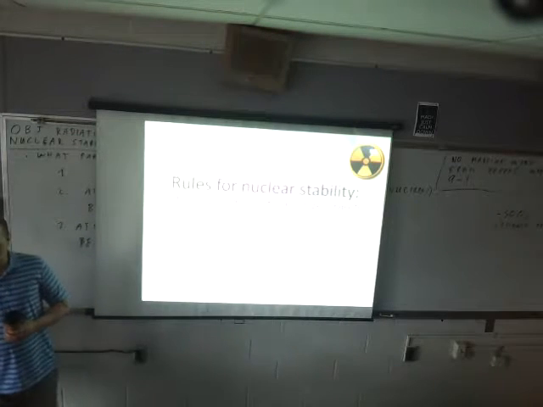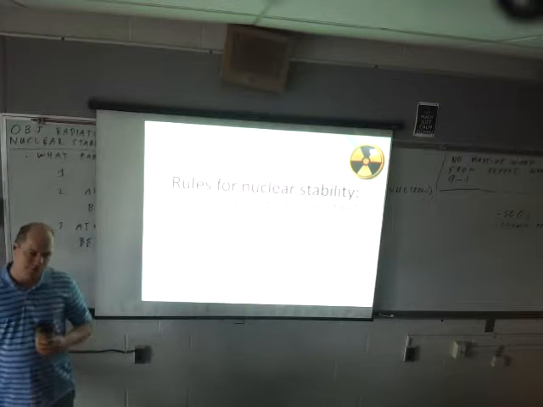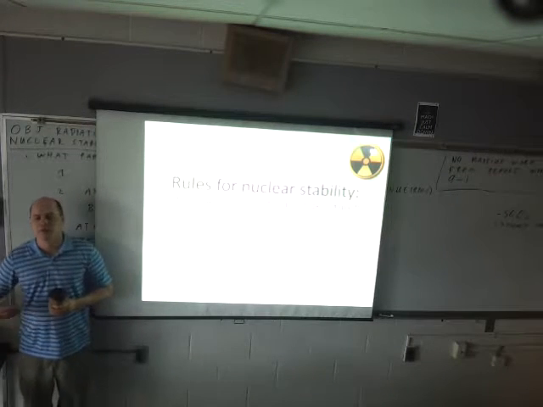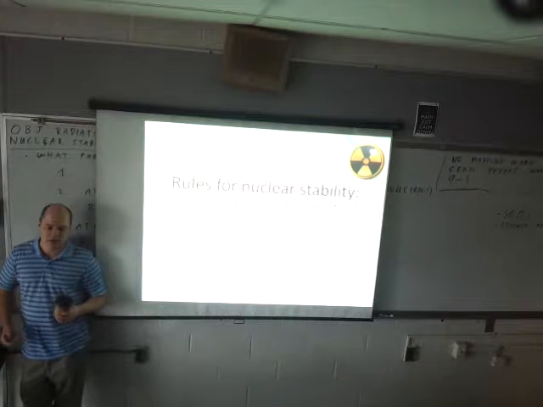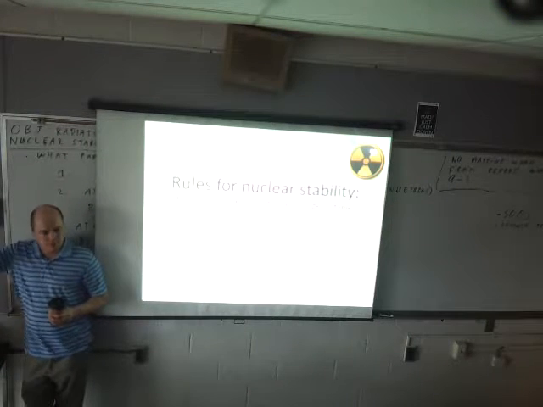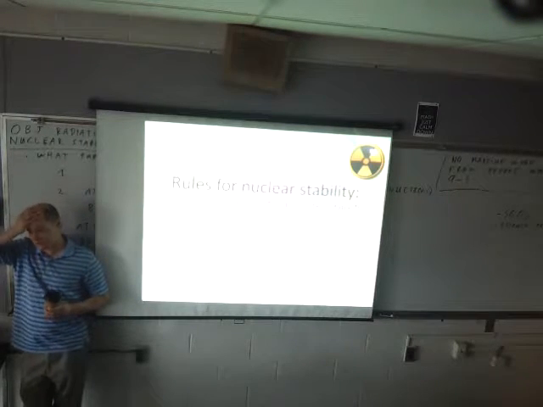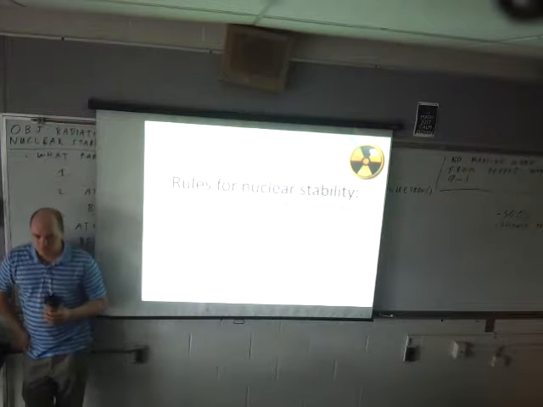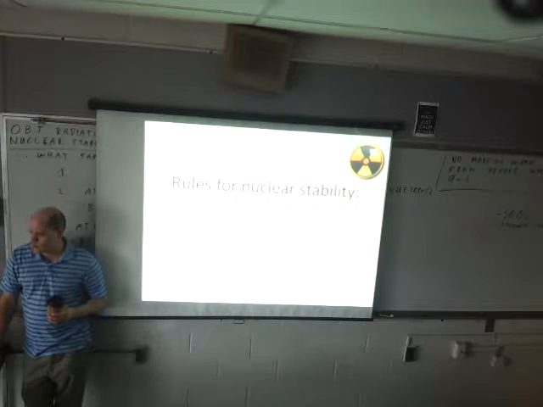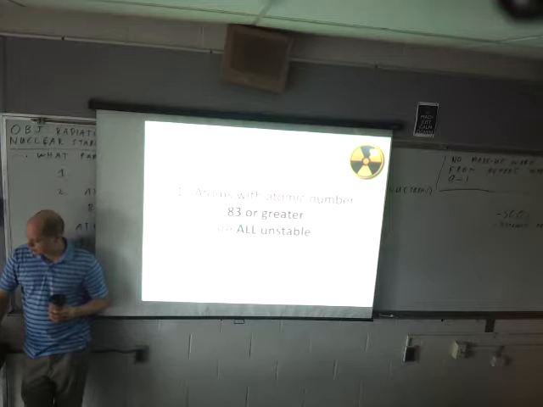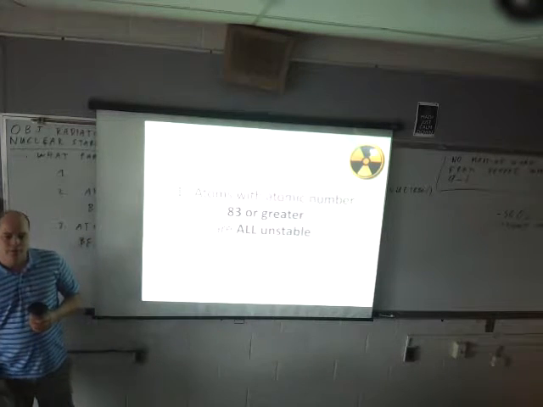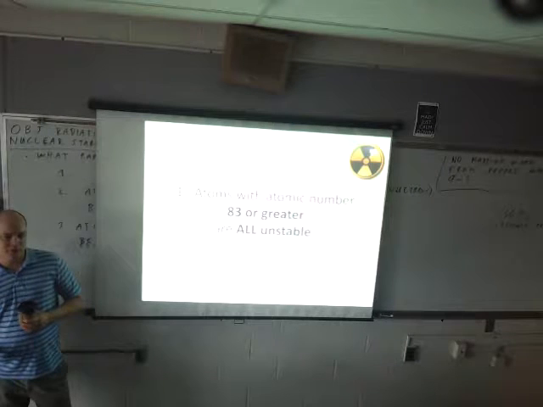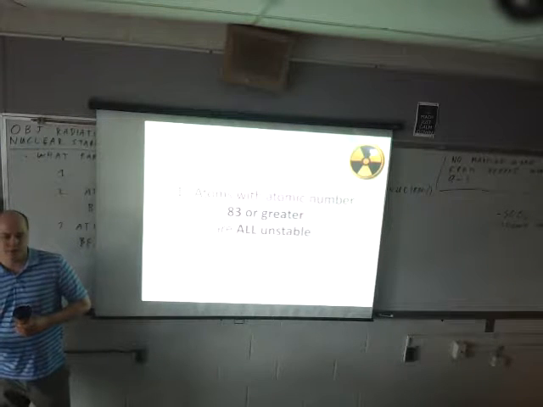Okay, so rules for nuclear stability. There are 5 rules that I'm going to give you so that you can look at an isotope of a particular element and guess whether or not it's likely to be stable. Some of them are very easy, like the first one. Atoms with atomic number 83 or greater. So 82 is lead on the periodic table. 83 or higher, they're all radioactive.